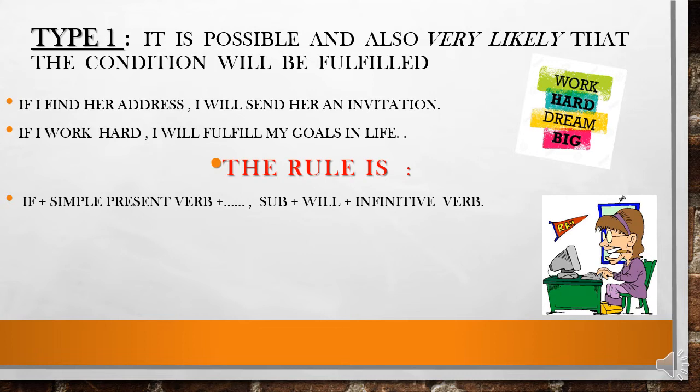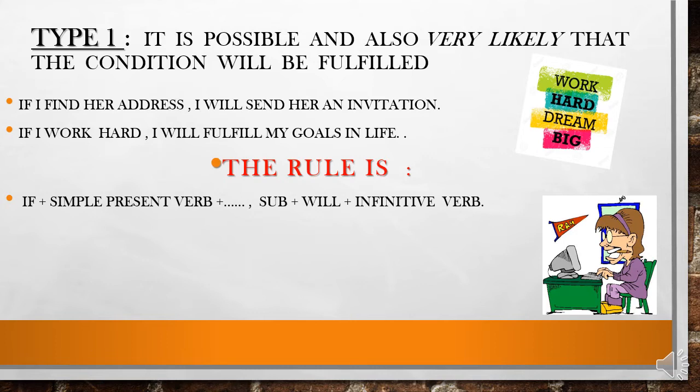In type 1, we use it to express something that might happen, okay, under one condition, if the condition of the action will be fulfilled. Now let me start explaining the examples here. If I find her address, I will send her an invitation. If I work hard, I will fulfill my goals in life. So the first part with if is the condition. The second part with will is the result of the condition.